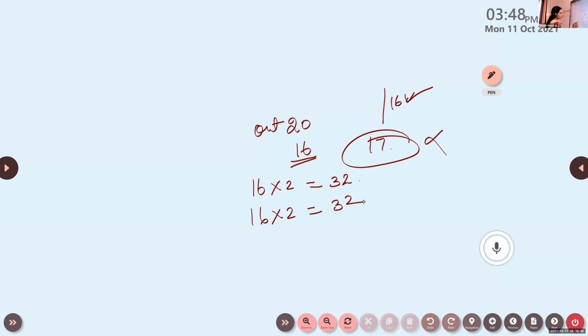Then, in total, 20 questions. Out of 20, you have to answer 16 in section A. In section B, also out of 20, you have to answer 16. And in section C, you have to answer 8 out of 10. So 8 into 2 is 16. Now, when you add this, what will you get? Check your timing. Is it 80? Is it correct, children? Yes or no?